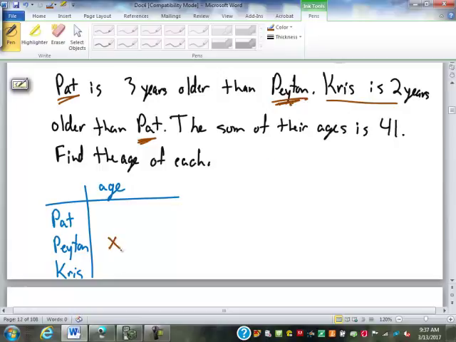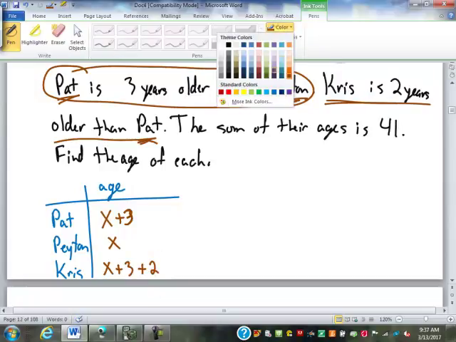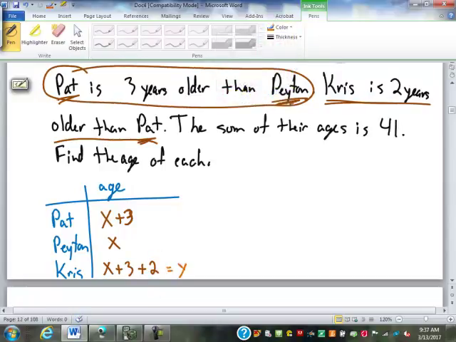So we're going to let Peyton's age be X. Pat is referenced off of Peyton. Pat is 3 years older than Peyton. So what does that mean? X plus 3 or 3 plus X? Now, Chris is 2 years older than Pat. So that's saying take Pat's age and add 2 to it. Well, Pat's age is X plus 3 plus another 2. In other words, X plus 5.